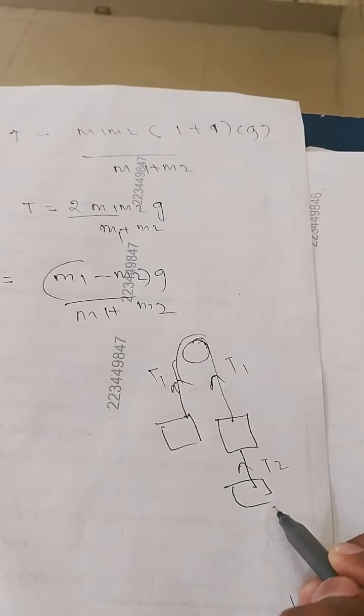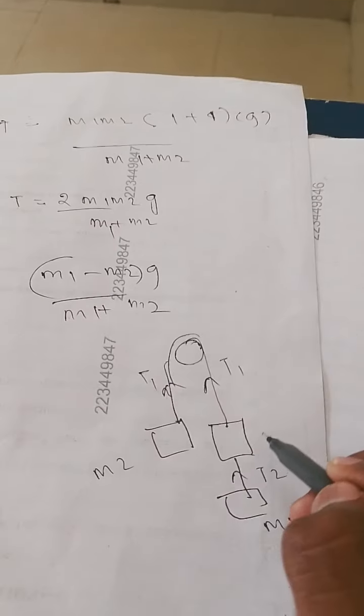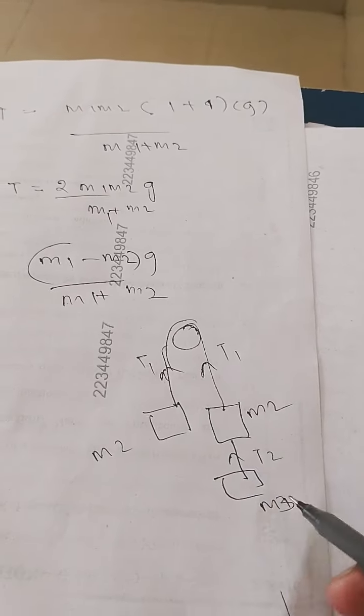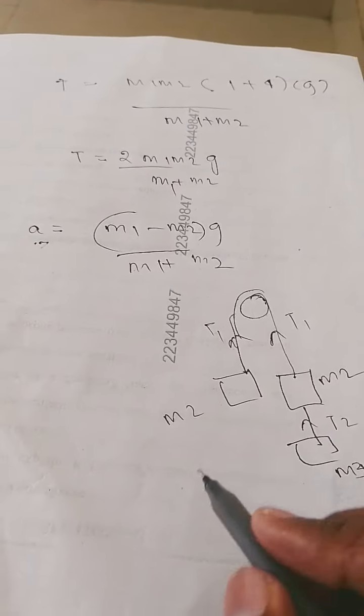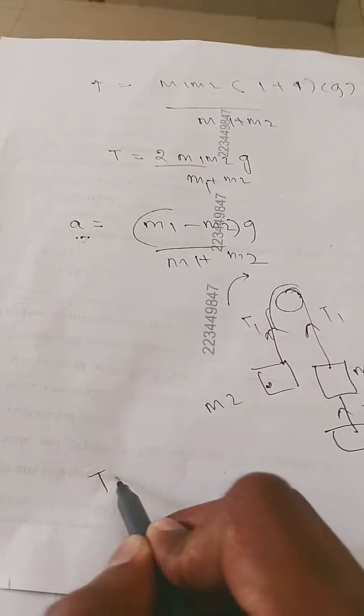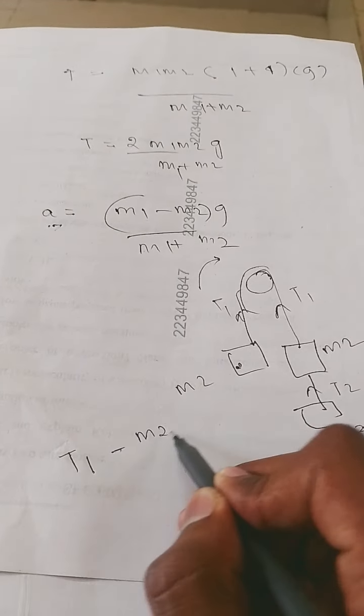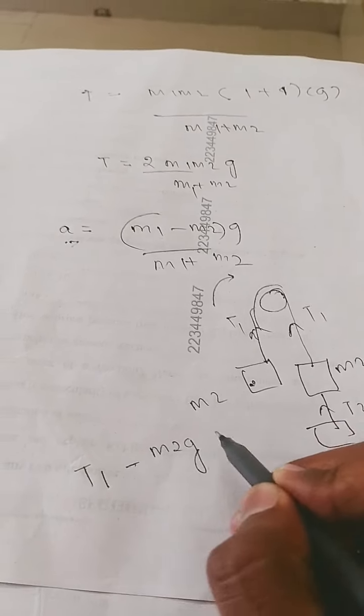Here see, I assume the three blocks m1, m2, m3. I am taking them in this order because I wrote T1 first. Now, we have to write the free body diagram. If you assume that the block is moving in the upward direction, T1 is acting upward, supposing. Then m2g is acting downward. We know that friction on the same side is addition, opposite is subtraction.